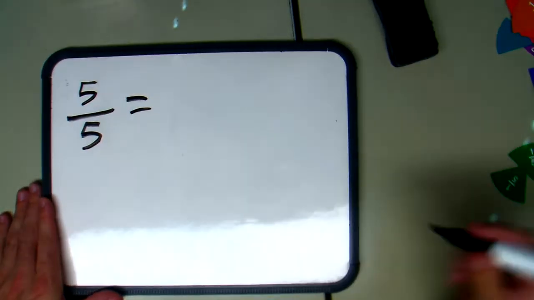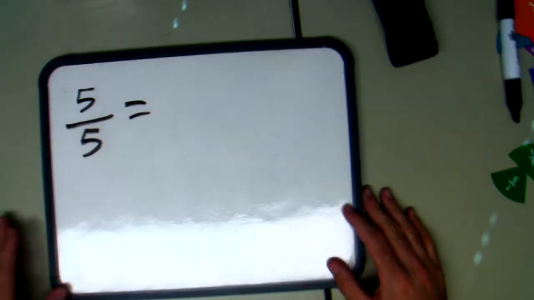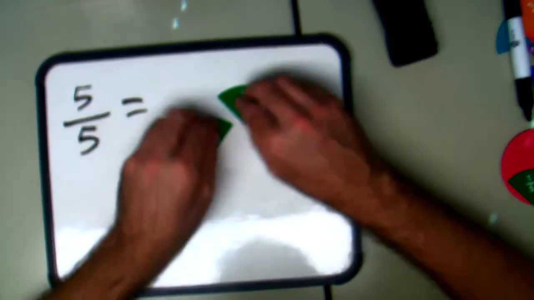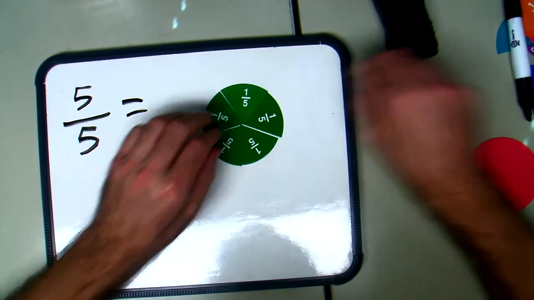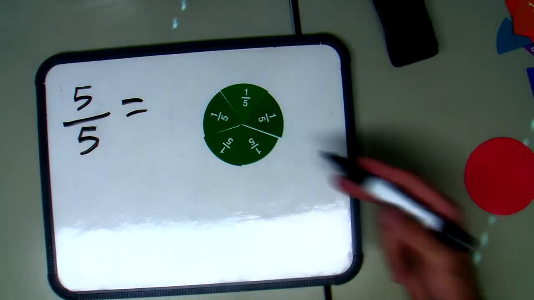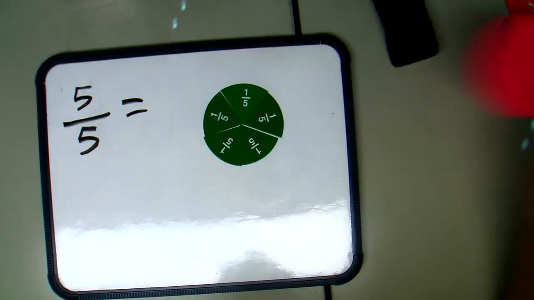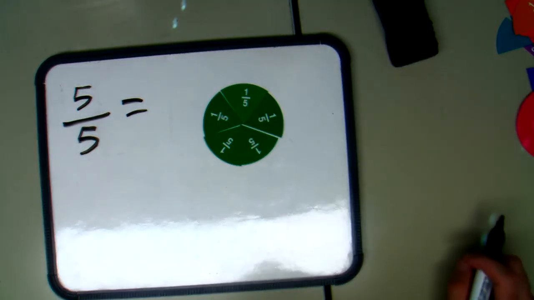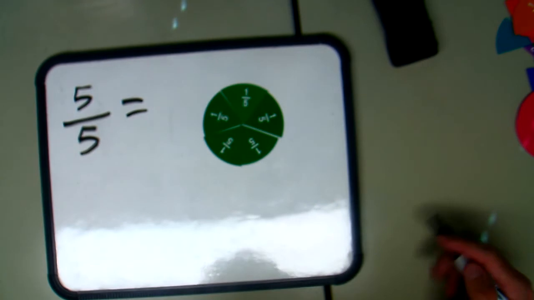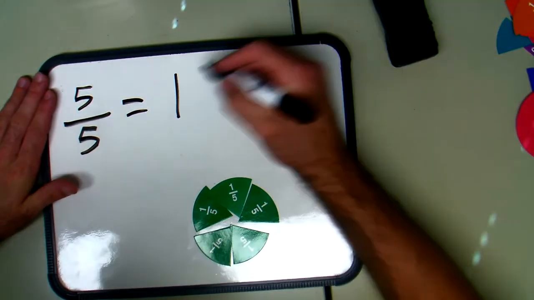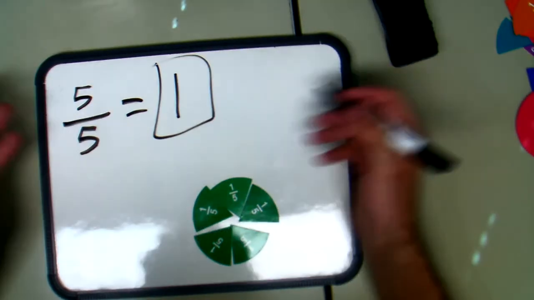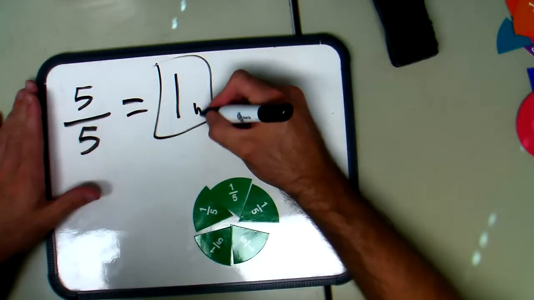What if the top and bottom are the same? What if I have 5/5? Okay. Same exact idea. The top says I have 5. All right. 1, 2, 3, 4, 5. Well, hey, I do have one whole pizza. That is one complete circle. That's one whole. So when the top and bottom are the same, I have 1. The answer is 1. I have one whole.